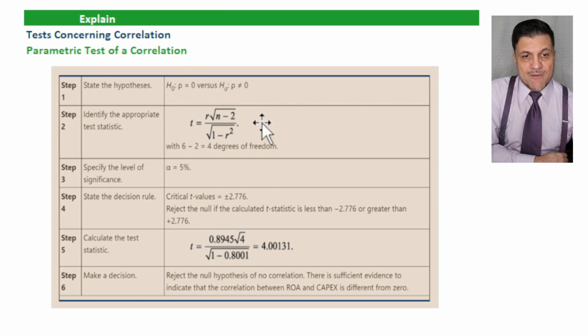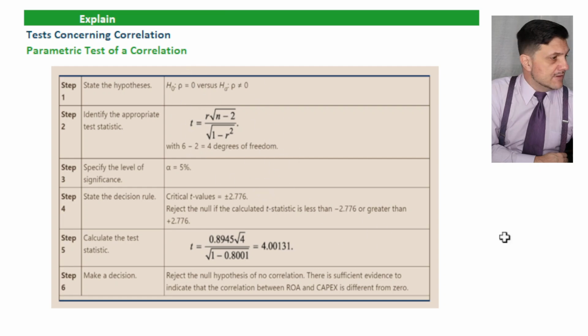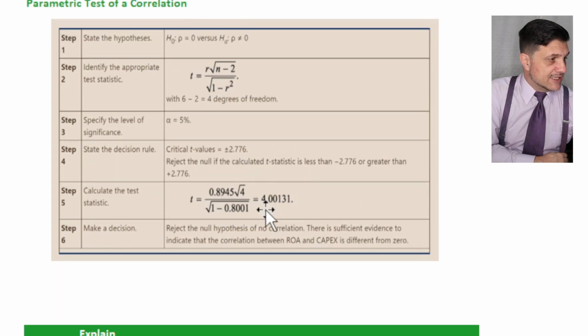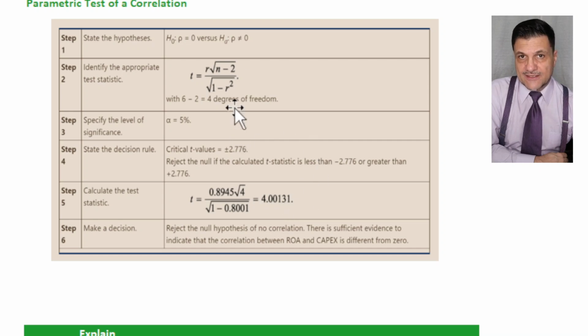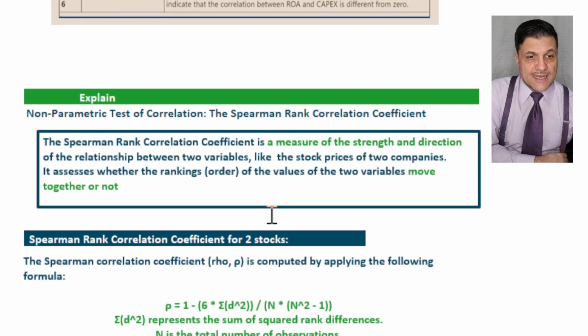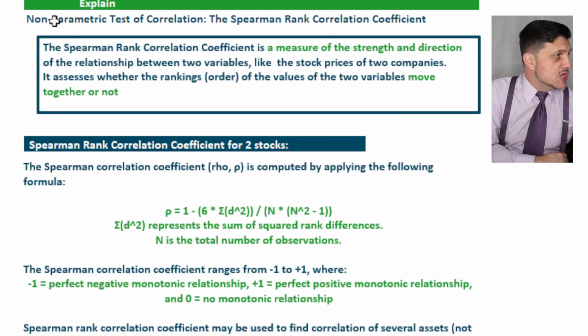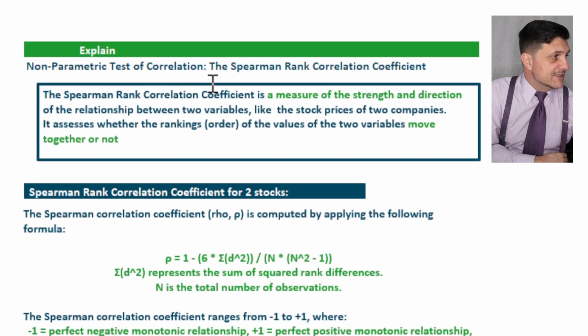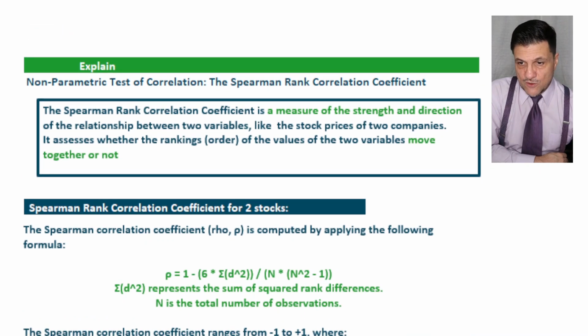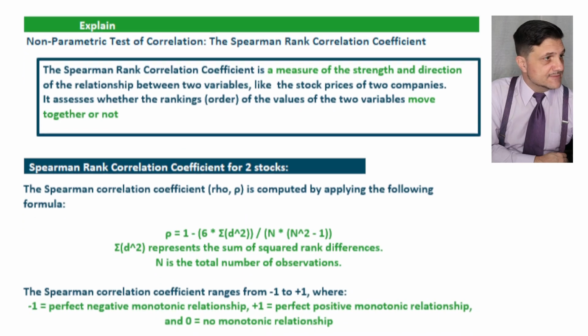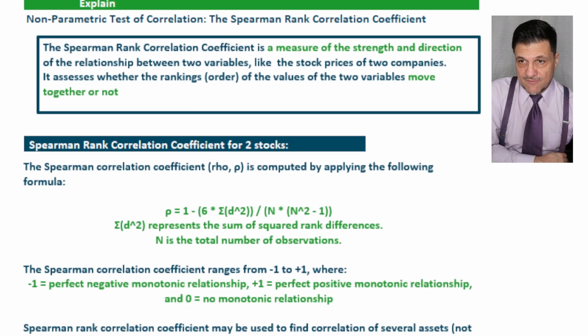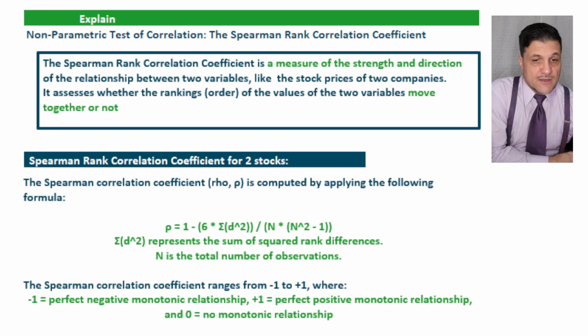That's the parametric test. All right? And you're going to reject if your value is higher than the predetermined, the whole deal. Now, let's talk about the non-parametric test of correlation, called the Spearman rank correlation coefficient. So try to remember this name, and let's see here how it goes.